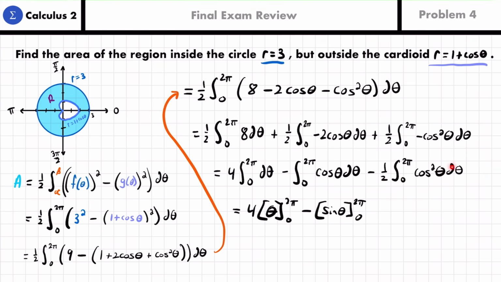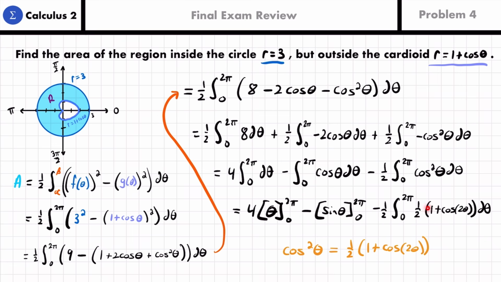And now let's rewrite this integral. The identity that we're going to use here is that cosine squared theta is equal to 1/2 multiplied by 1 plus cosine of 2 theta. Okay, so rewriting the integral here, we'll have -1/2 times the integral from 0 to 2 pi of 1/2 times 1 plus cosine of 2 theta d theta. I just replaced cosine squared theta with this expression from this trig identity.